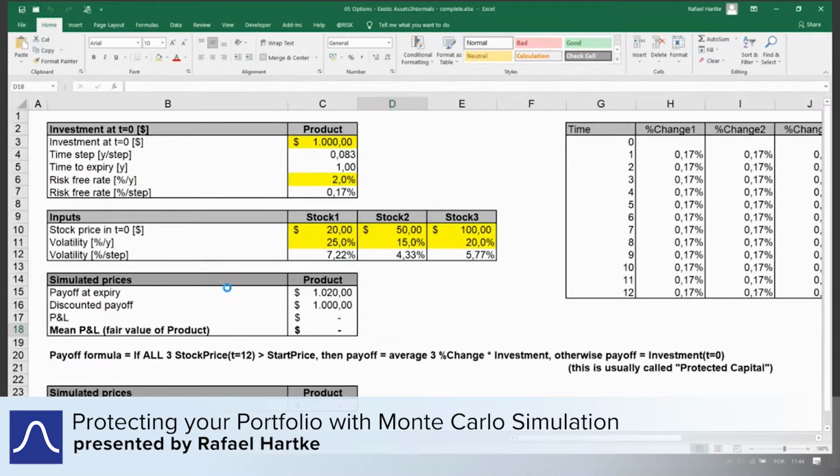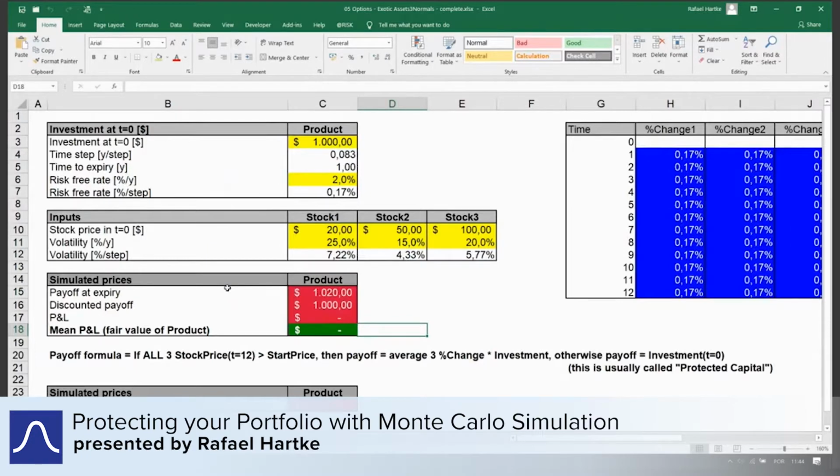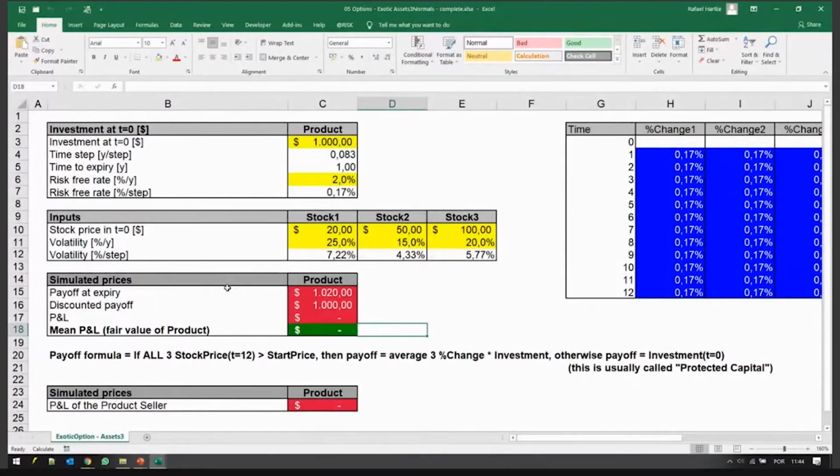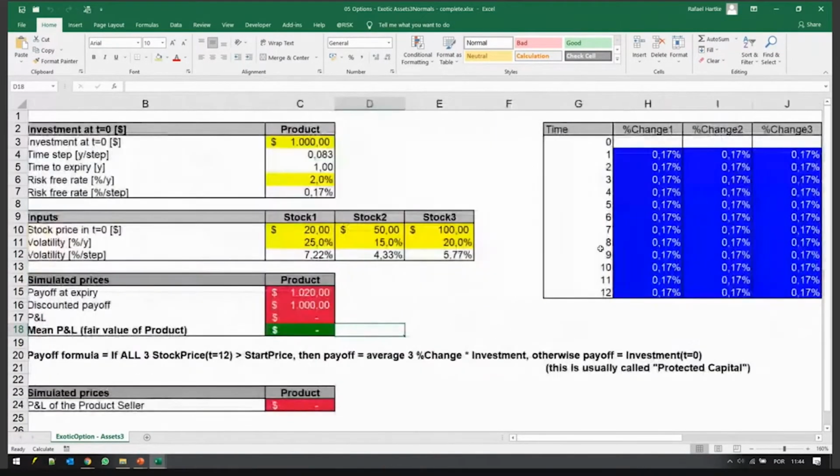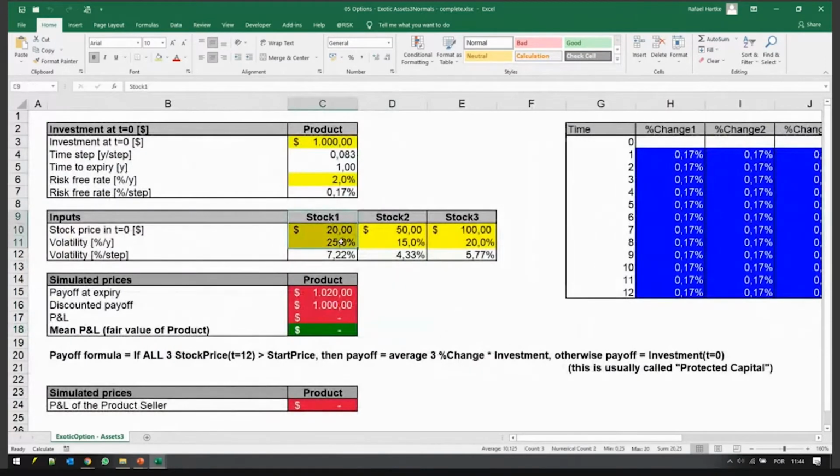Imagine we have, this is very common actually in some structured products. There's even a name for what we're doing here, which is called protected capital. Imagine we have three stocks. So I have stock one, worth 20 today, 25% historical volatility per year. Stock number two, $50 and lower volatility. Stock number three, more expensive and also intermediate volatility, okay?